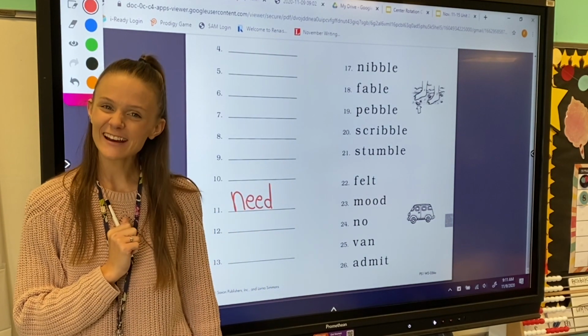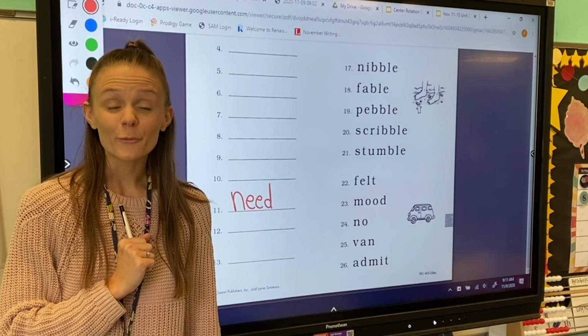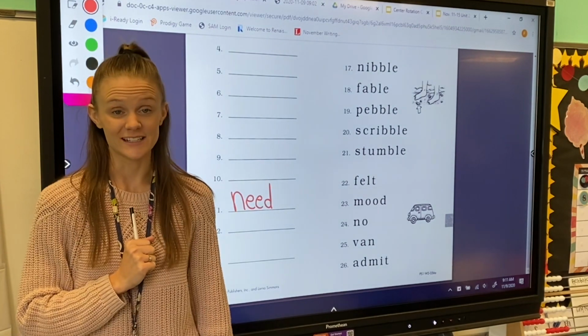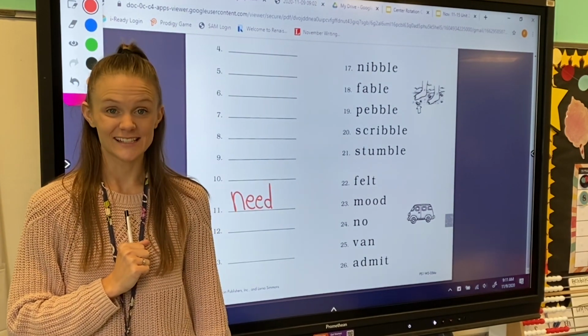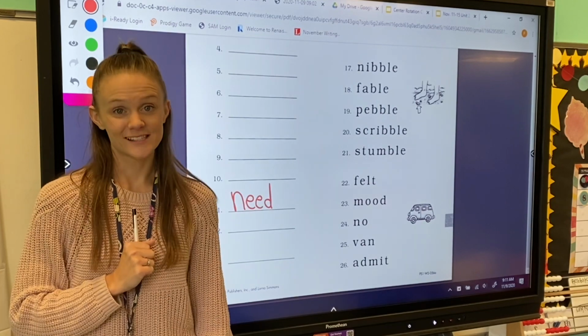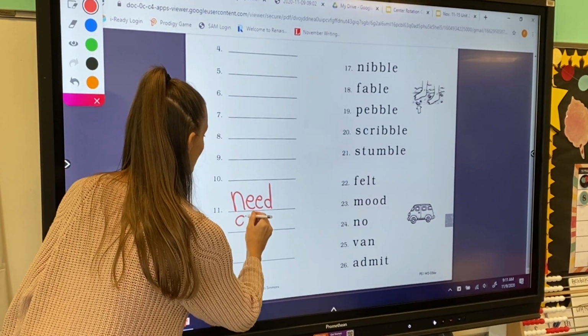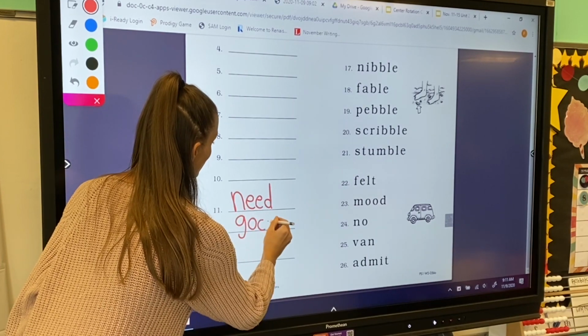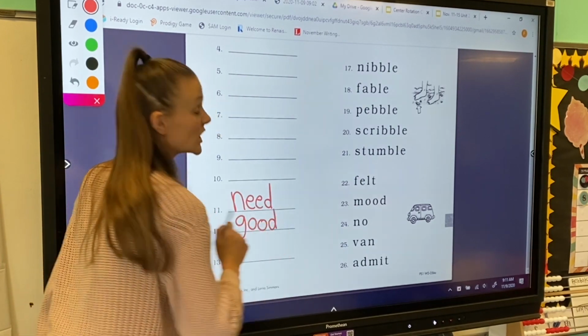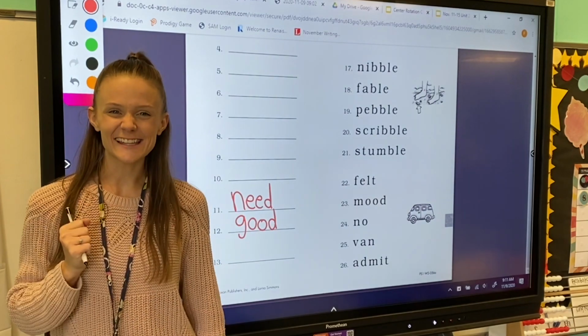Need. Very good. For number 12, we're going to write the word good. Good. I hear the oo sound in the middle of that word. So I'm going to write good. Excellent.